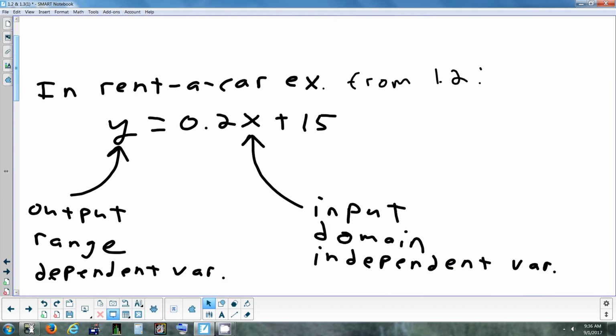So you can also call the x variable the domain. And if you do that, you usually call the y variable the range. You can also call x the input and y the output. So x is what you plug in, y is the answer you get out. Okay, so all just synonyms for what you can call the x variable and the y variable.